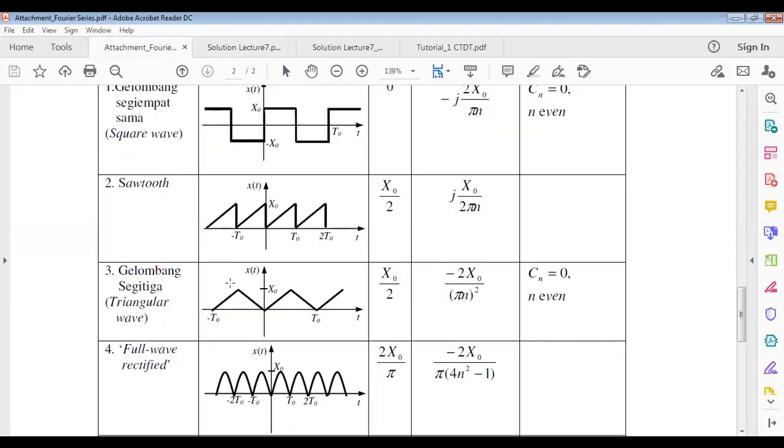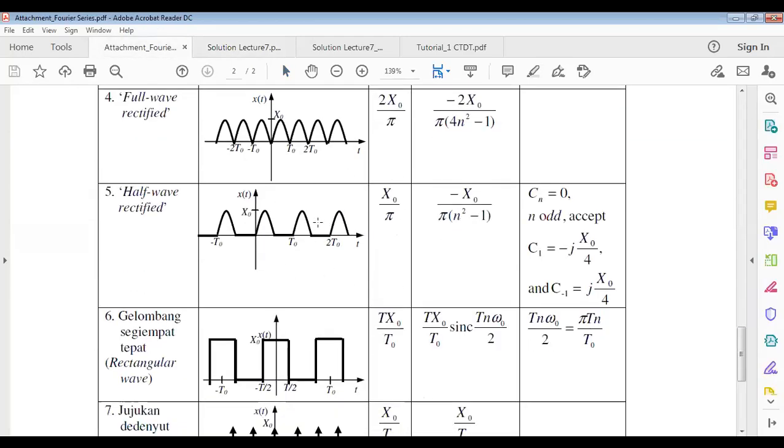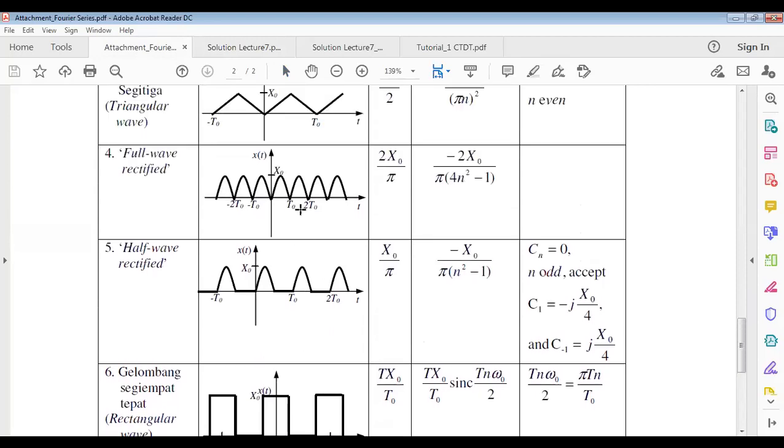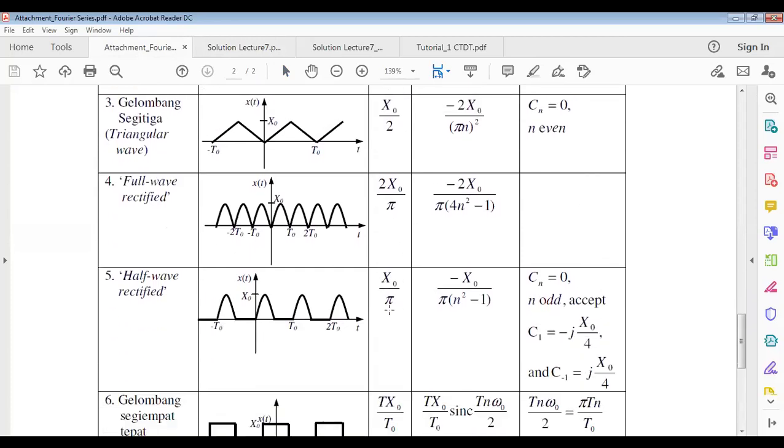If we refer to signal number 5, we have these terms here, where we have x naught over pi as the C naught value, and for the Cn we have negative x naught over pi times n squared minus 1. We are then given that the Cn value will be 0 for n odd, except for C1 and C negative 1.